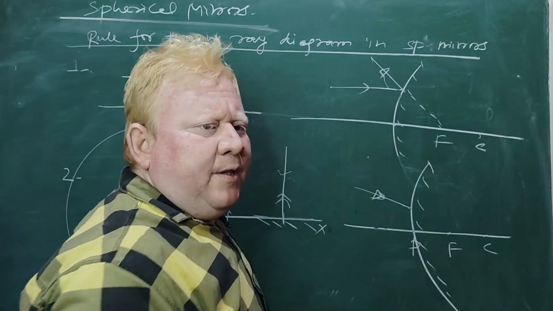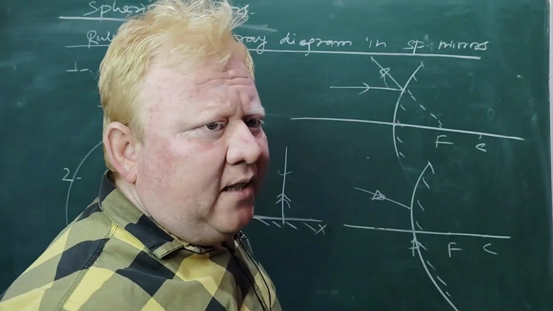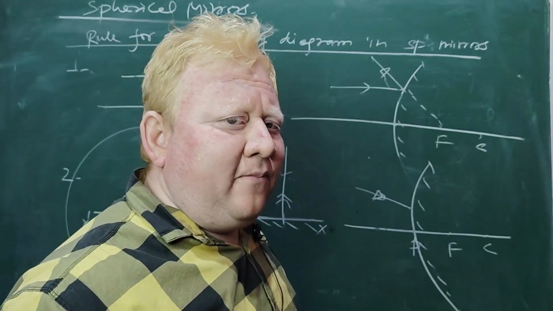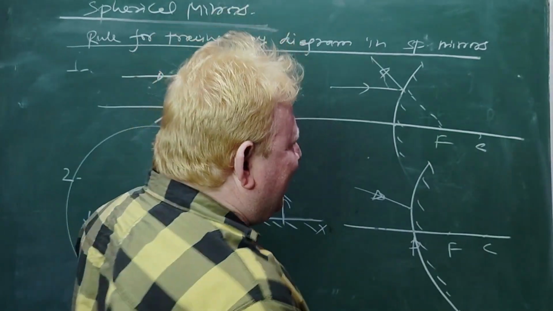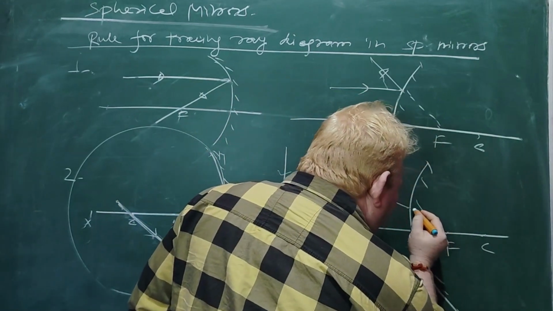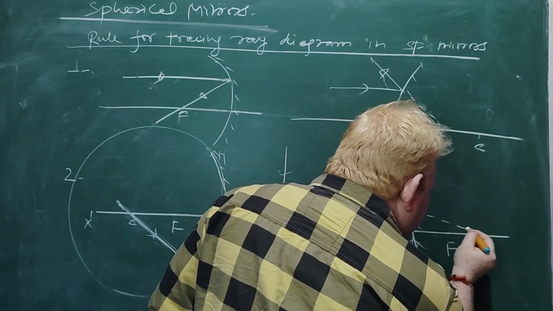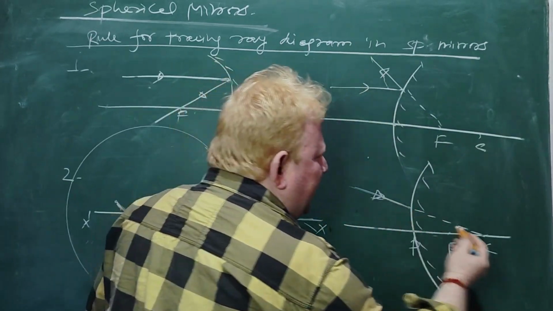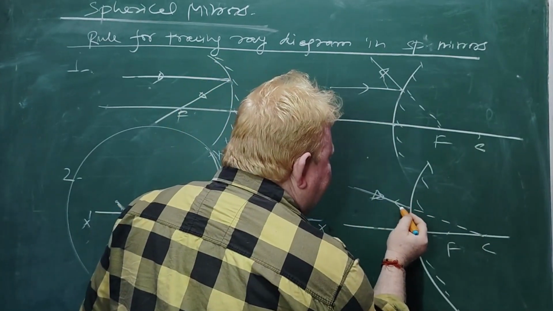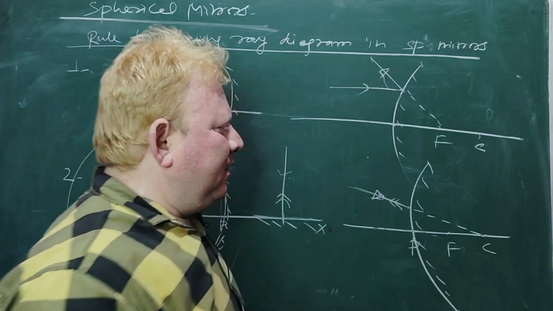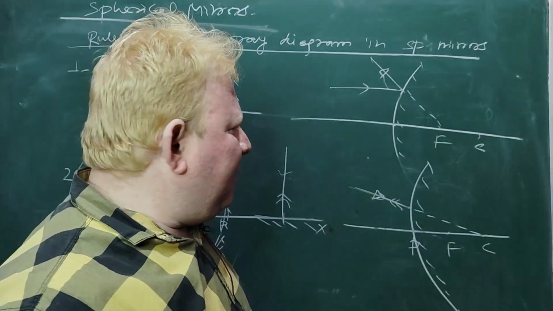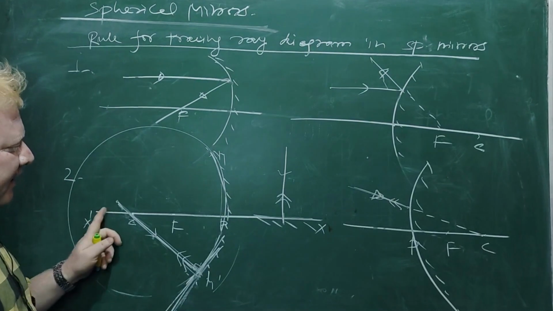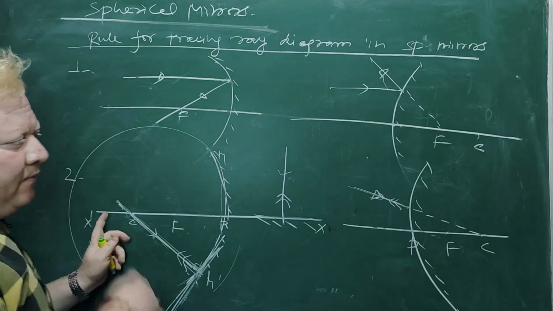Now what happens to the reflected light? What do you think, which way will it go? Actually, it is coming along the center of curvature. You can see here, it is incident along the center of curvature. That means it will retrace its path. Understood? It will retrace its path. So here also you can see it is retracing its path along the same way.